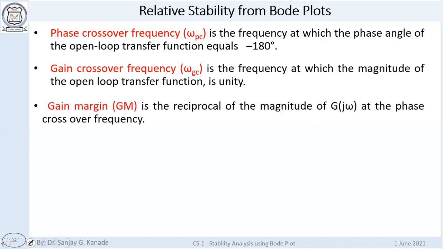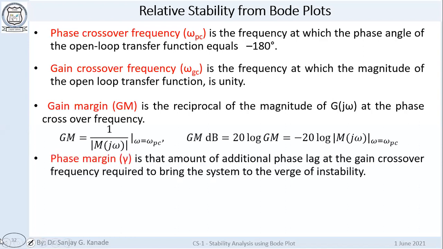Then the third definition is of the gain margin. It is the reciprocal of the magnitude of G of j omega at phase crossover frequency, right? At phase crossover frequency, whatever the magnitude is, the reciprocal of that magnitude is going to give you the gain margin. And phase margin is the amount of additional phase lag at the gain crossover frequency.